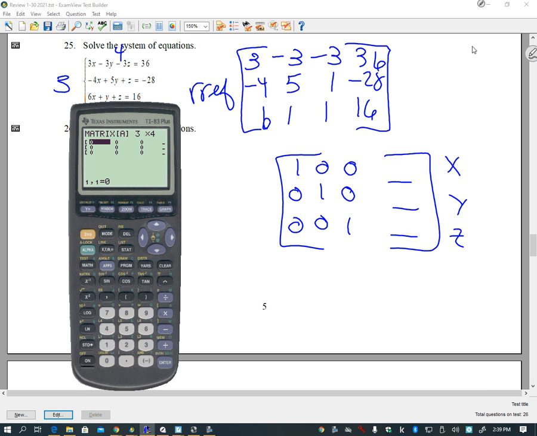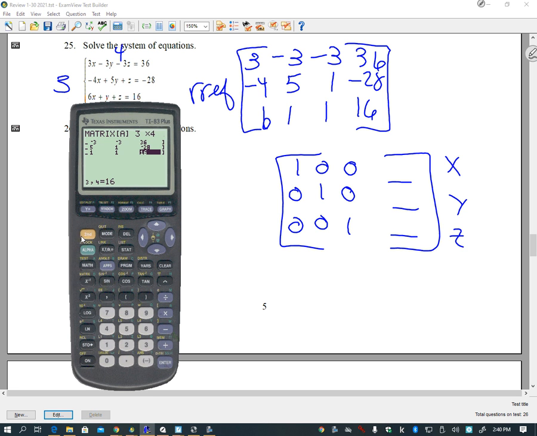Now we're going to go across the top row, then the middle row, then the bottom row. So we want 3, enter, negative 3, enter, negative 3, enter, 36, enter. It drops down to the next line: negative 4, enter, 5, enter, 1, enter, negative 28, enter. 6, enter, 1, enter, 1, enter, 16, enter should be our last one. So our matrix is complete. Everybody understand those steps?